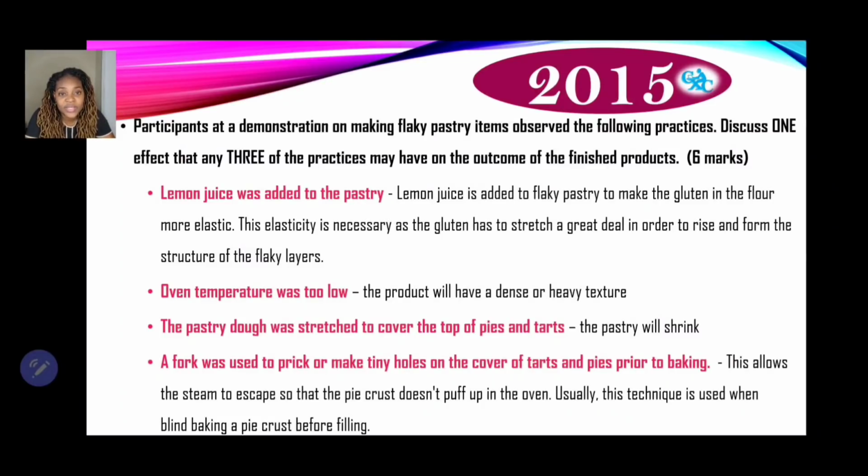So the first thing that we're seeing here is lemon juice was added to the pastry. So why was lemon juice added? Lemon juice is added to flaky pastry to make the gluten in the flour more elastic. Good. If this is asked for rough puff pastry, it is basically the same response, right? Now, the elasticity is necessary as the gluten has to stretch a great deal in order to rise and form the structure of the flaky layers.